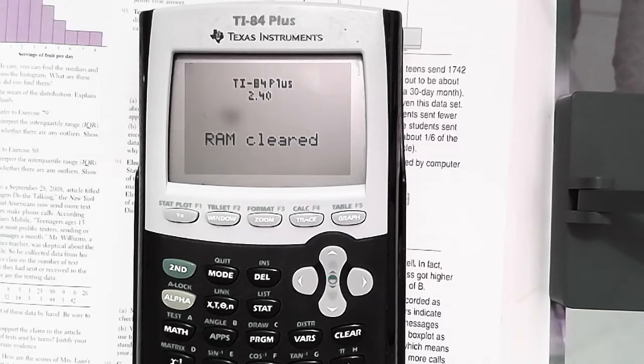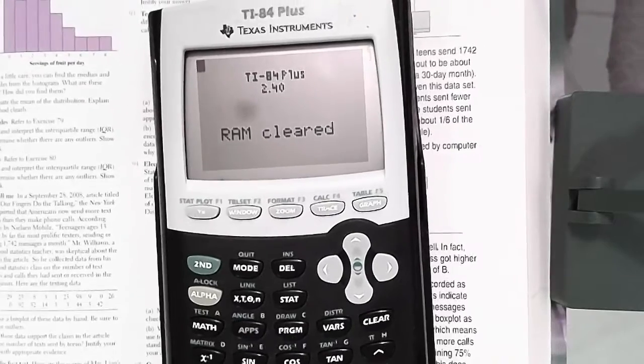I'm going to try to show you how to do a box and whisker plot as well as a histogram with this data that we're given on number 91. They're talking about text messages and how many text messages are sent by teenagers. So a bunch of data was taken from one day. One teacher took it, I think it was Mr. Wilson.